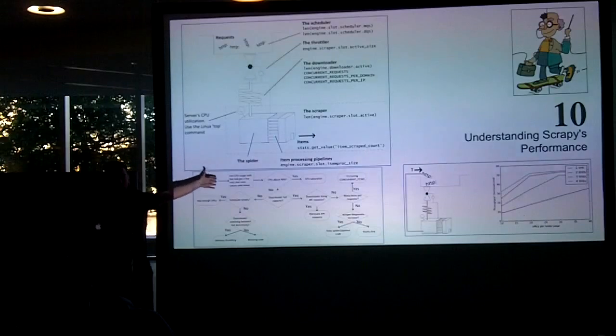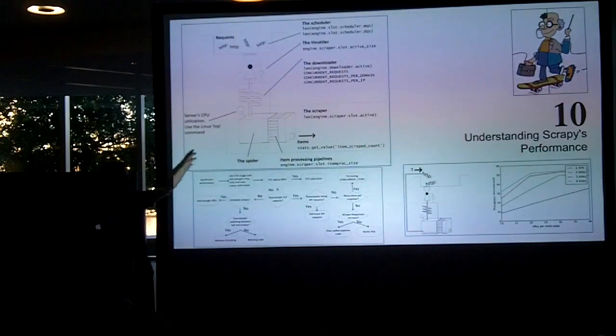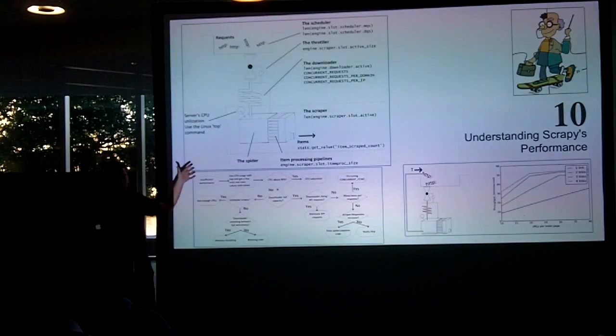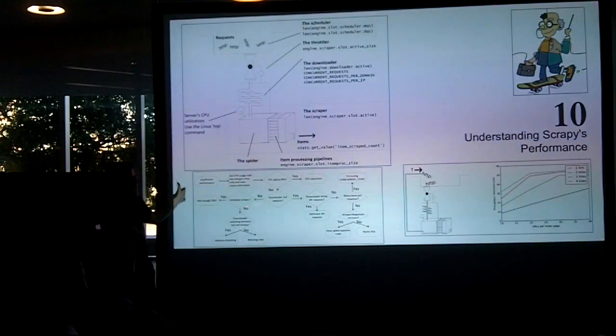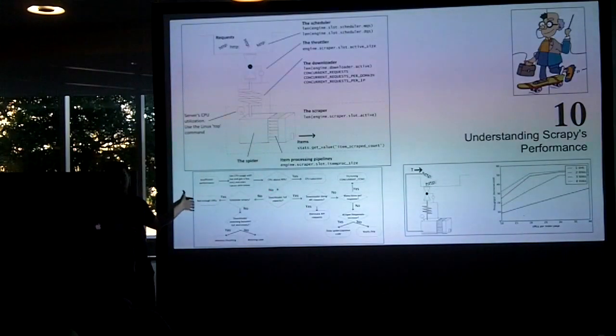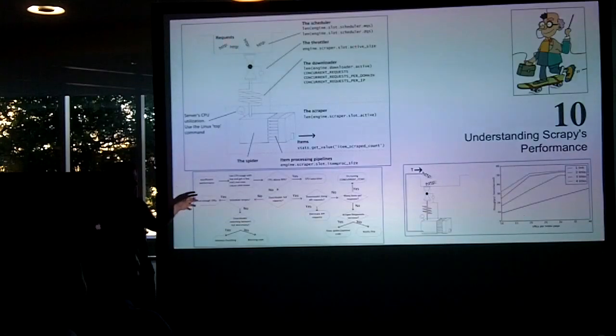URLs flow like water through the pipeline, downloading here where the bottleneck is. And more or less with this picture, you know more about Scrapy performance than most other people around here. How to debug it exactly. So if you have slow performance, like what metric you should see and what you should hack. Really, there's no reliable information on the internet.